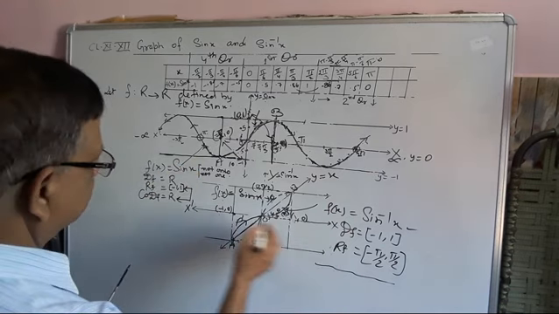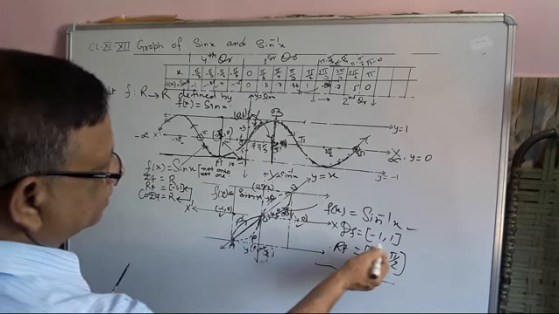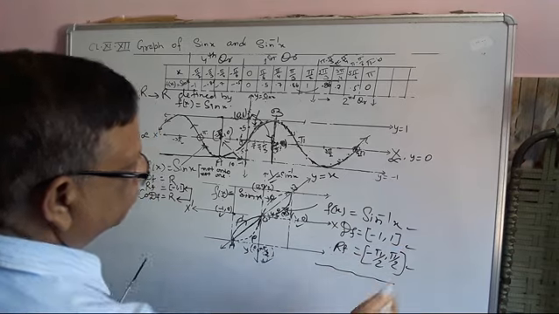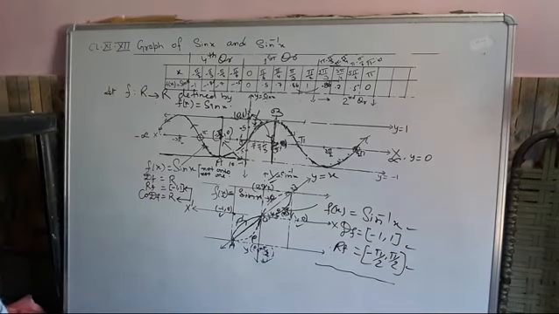So the domain of the function is minus 1 to 1 on the x-axis, and the range of the function is minus π/2 to π/2 on the y-axis. Thank you. You can practice more and more.